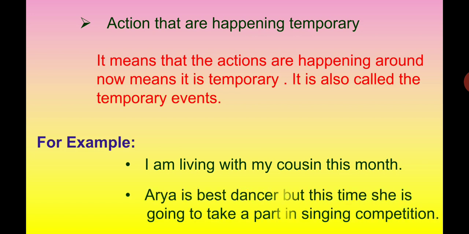Let's see another example. Arya is the best dancer, but this time she is going to take part in a singing competition. It means that her permanent action is dancing. She is the best dancer, but this time, means on a temporary basis, she is going to take part in a singing competition. Understand?